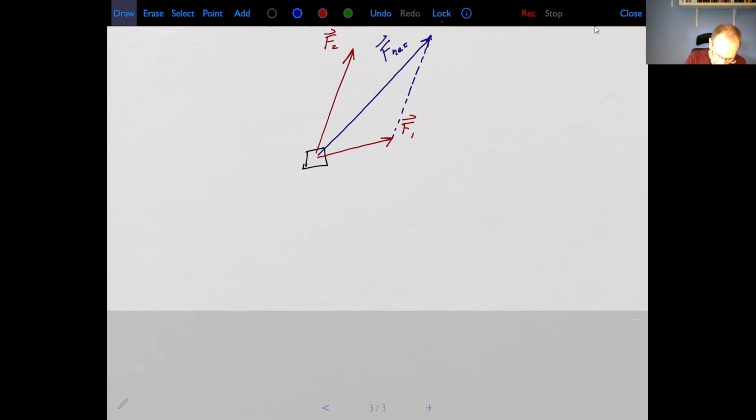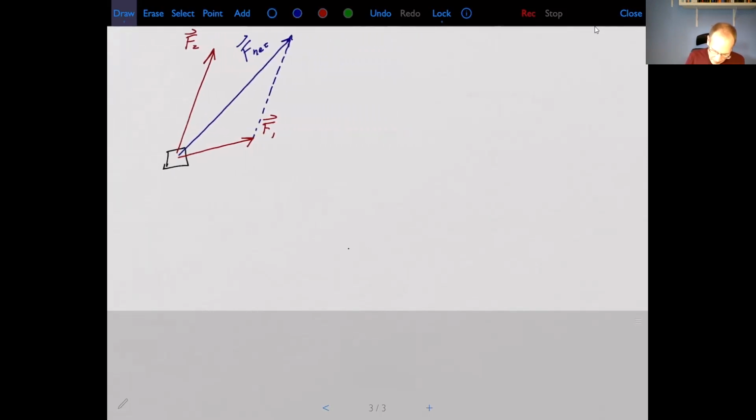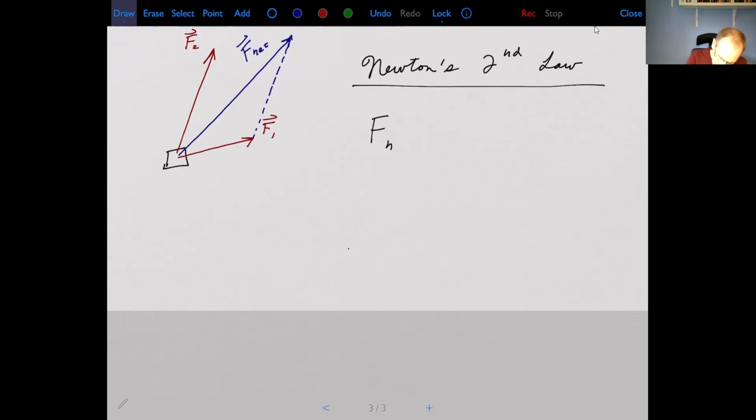Now, what Newton's second law says, so now this is Newton's second law. It says that the net force, which is really the sum of all the forces, so I just added up all the forces vectorially, that's equal to the mass times the acceleration of the object. So mass times acceleration. So this object has some mass m here.